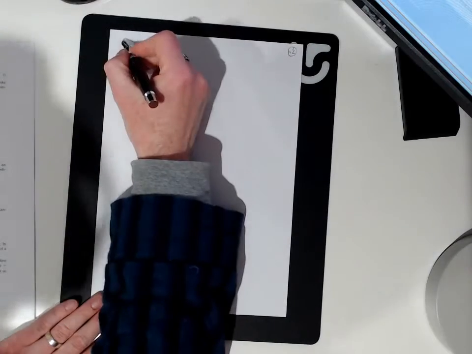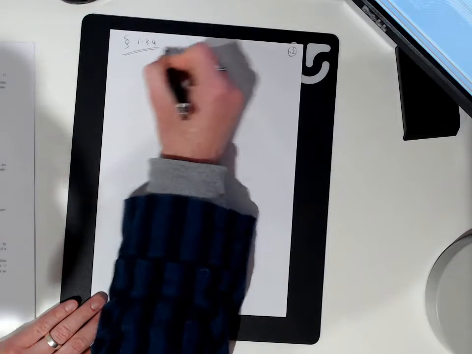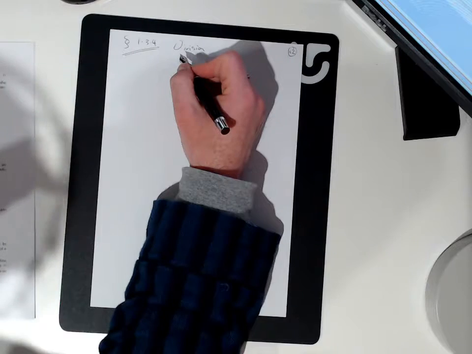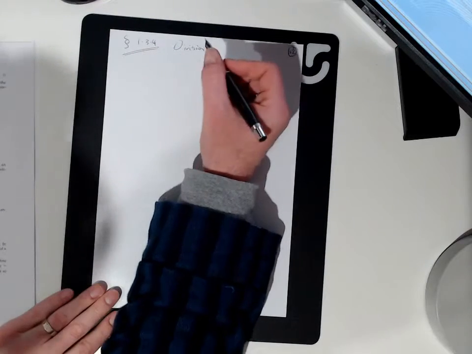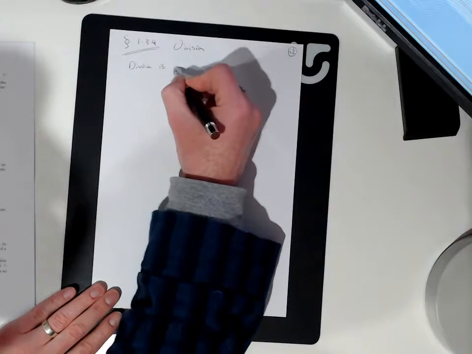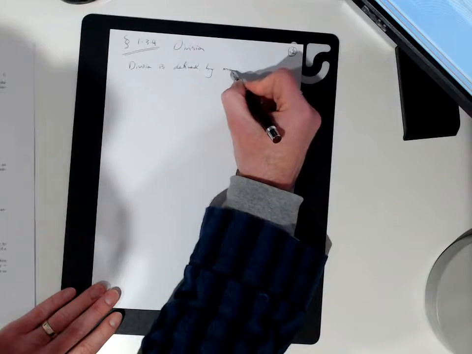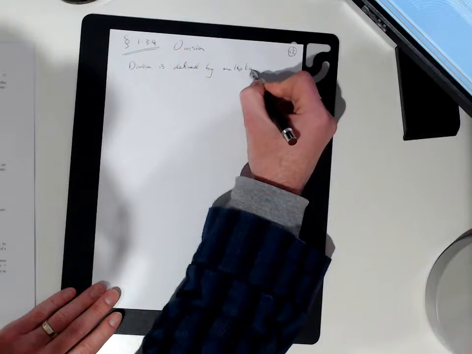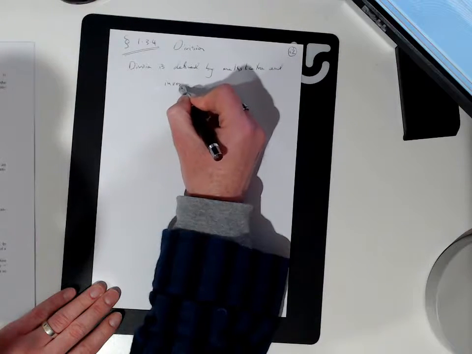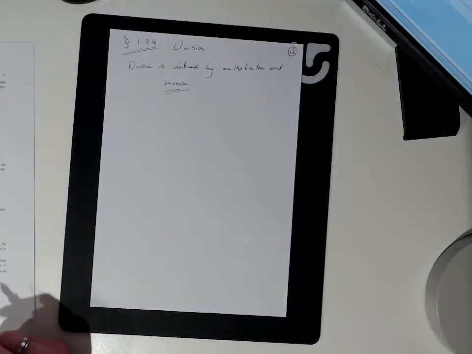Okay, now division. 1.3.4. Now, do you remember what I said about subtraction? That subtraction was defined by addition and negation. It was the same thing. Division is defined by multiplication and inversion. It's the opposite of multiplication.